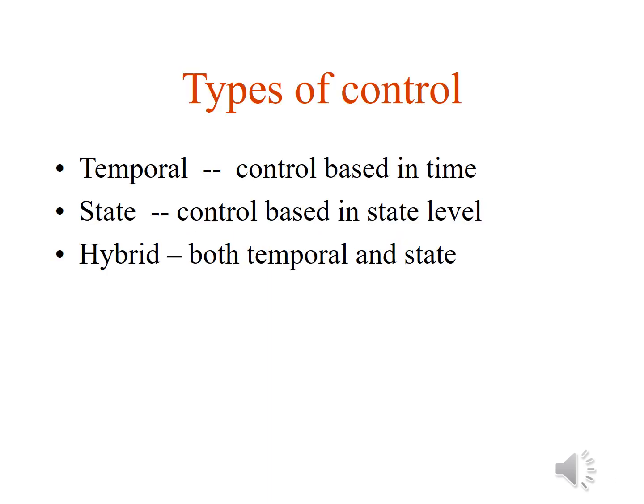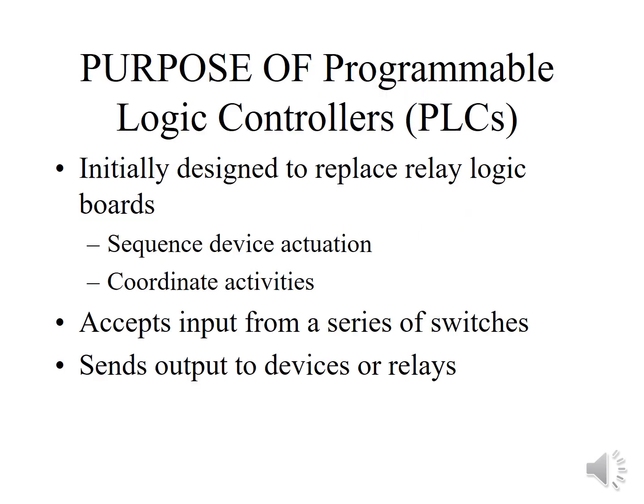Types of control. There are three types of control we have: temporal control, state control, or hybrid. Here, temporal means control based on time. State is based on the level, and hybrid is based on both time and state. On this basis we can control a system.